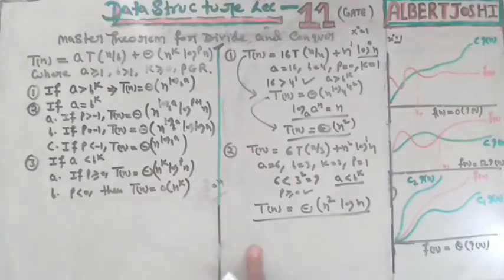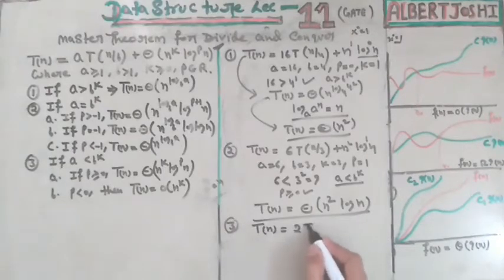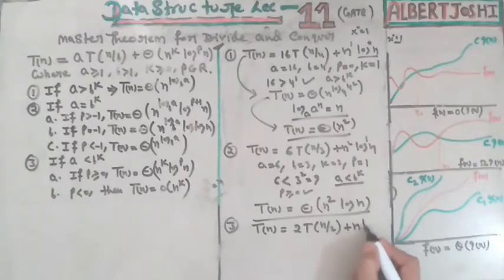Okay. Now I am taking the third example. Very simple example I am taking. The third example is, suppose you have this form: T(n) = 2T(n/2) + n log n. Okay. Suppose you have this form.